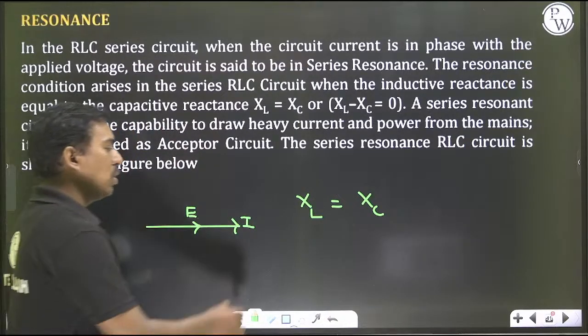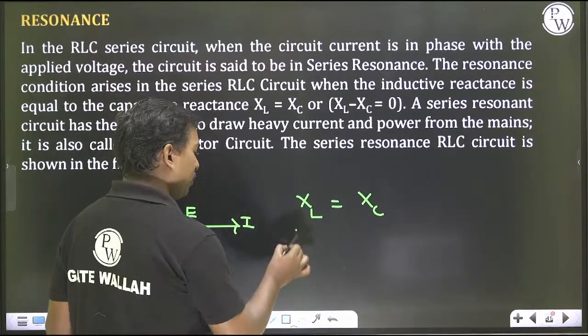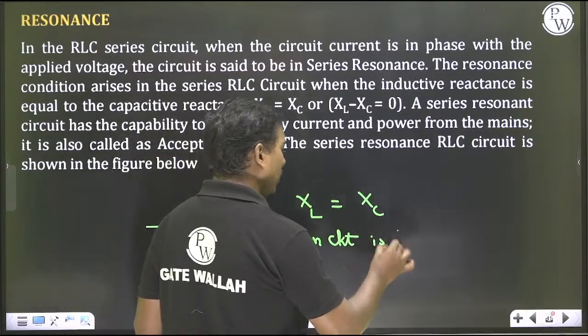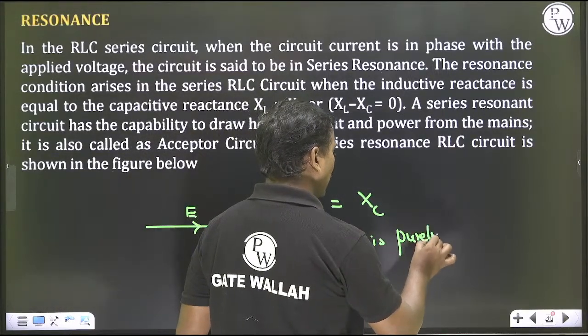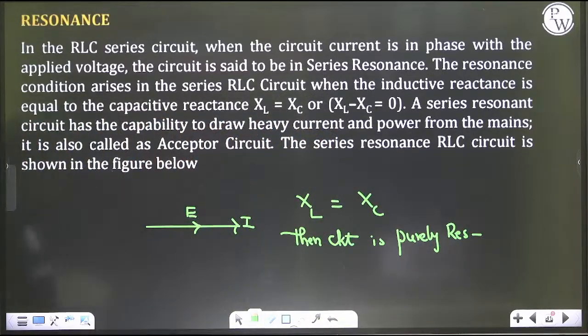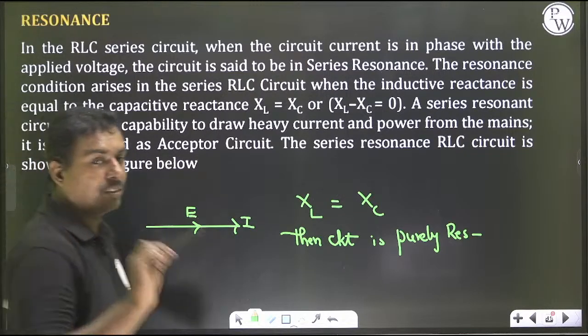Then the circuit is going to be a purely resistive circuit. When the circuit is purely resistive, what happens? The voltage and the current both are in phase. So establishing the in-phase relationship of current and voltage is the main agenda of resonance. You have to understand this.